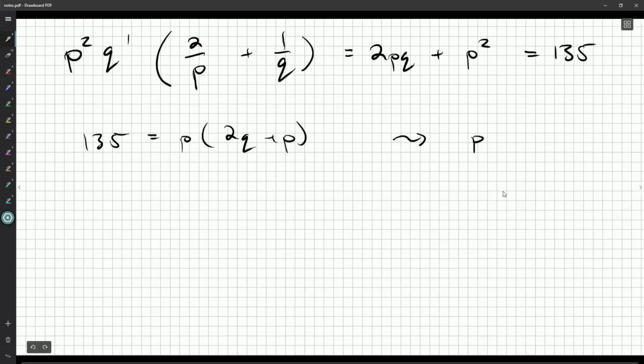And so that tells me p has to be a factor of 135. Now what are the prime factors of 135? Well, you can take out a 5.